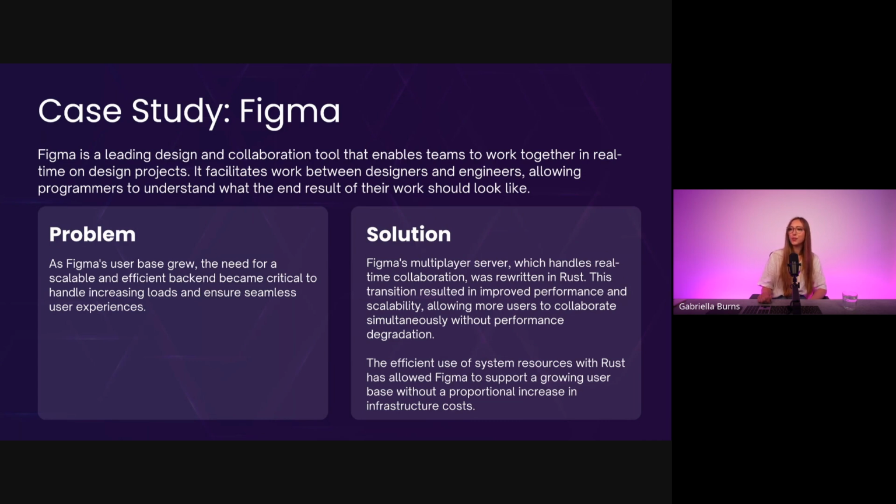But as Figma's user base grew, the need for a scalable and efficient backend became critical to handle that increasing load and ensure seamless user experience. If you're a design platform, then it has to look good at all times. So their solution was to rewrite their multiplayer server, and that is what handles real-time collaboration, in Rust. The transition resulted in improved performance and scalability, allowing more users to collaborate simultaneously without performance degradation.